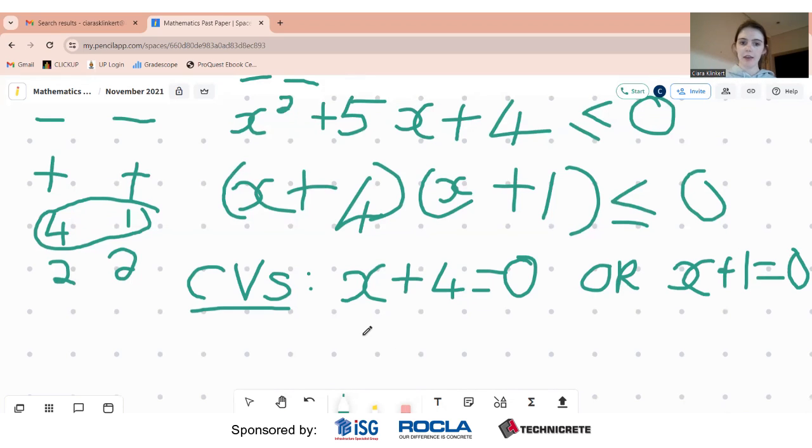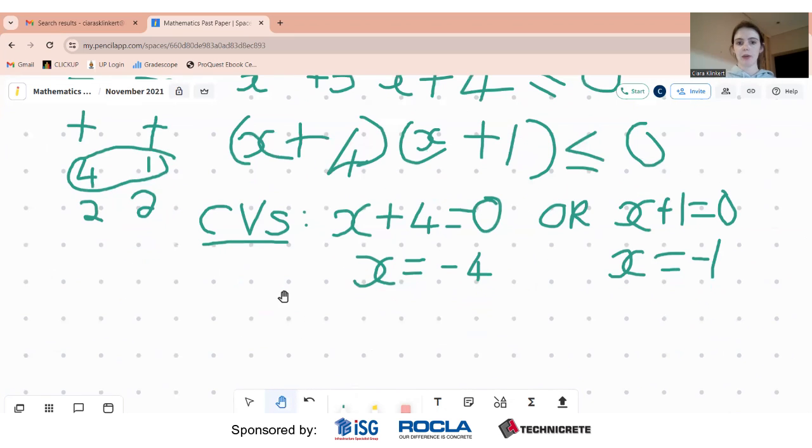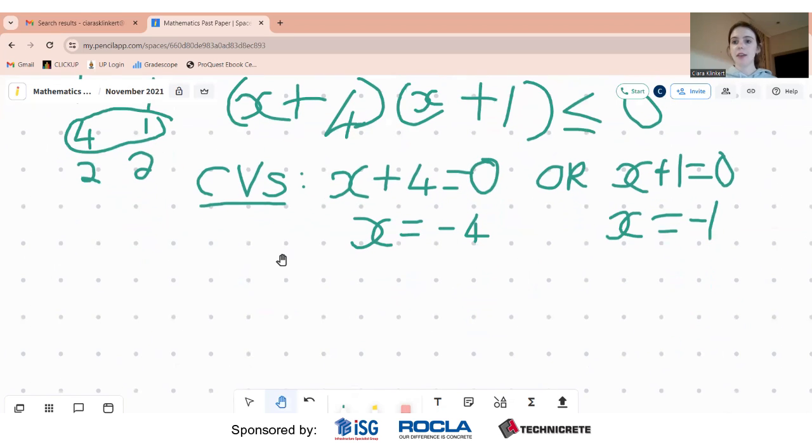Okay. Then I'm going to solve. I'm going to get x is equal to minus 4 or x is equal to minus 1. Okay. Now, this is where there are differences between inequalities and equations. Now, you need to draw a number line. Okay. Practice drawing this number line because you will need to recreate it every time if you choose to use my method, which I strongly recommend you do.